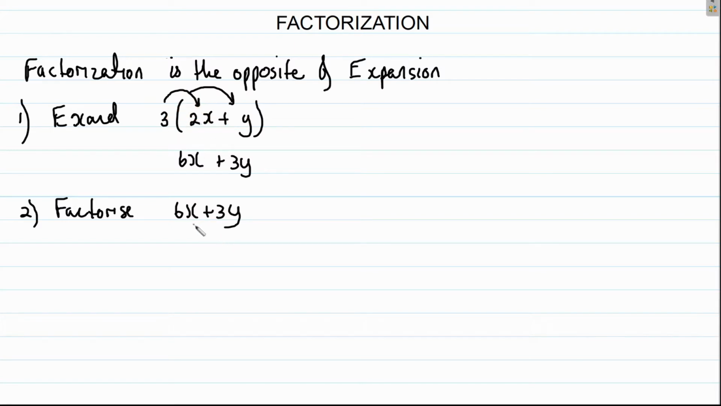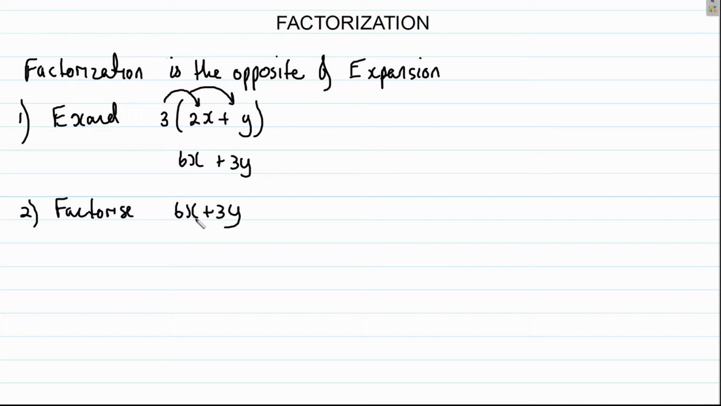So what I'm going to do is look at the two terms that I have, which is the 6x plus the 3y. And what I'm going to look for is the highest common factor between the two terms. So I'm looking to see what's common between the two terms, but I also want the highest number that's common between the two terms. That's because 1 could go into any number.